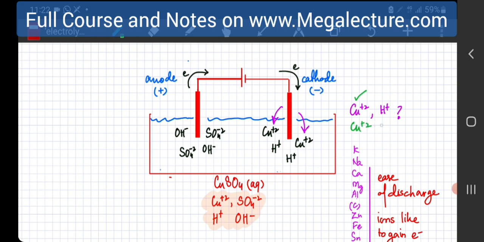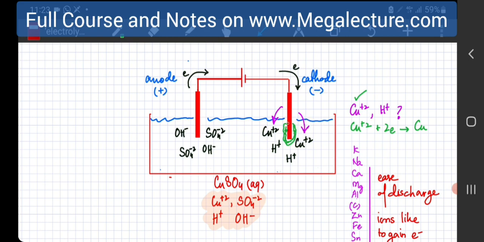So it's going to be copper plus 2. And that copper plus 2 would gain how many electrons? It needs 2 electrons. So it's going to gain 2 electrons from the battery, and it's going to form copper metal. So you would start seeing a copper metallic deposit forming on the cathode. A shiny pink metallic deposit of copper would form over here.